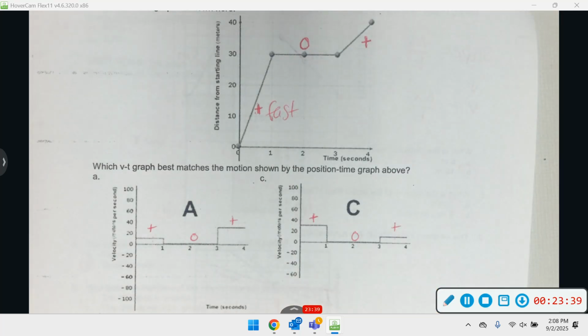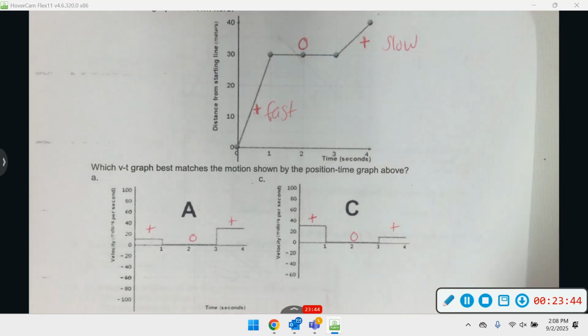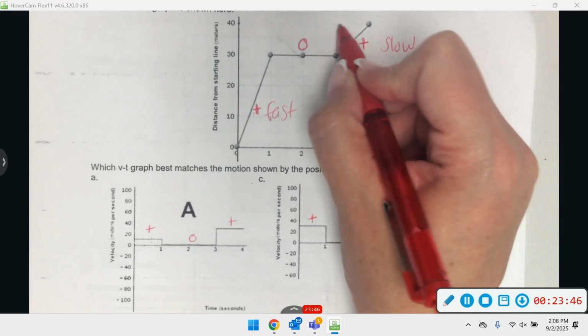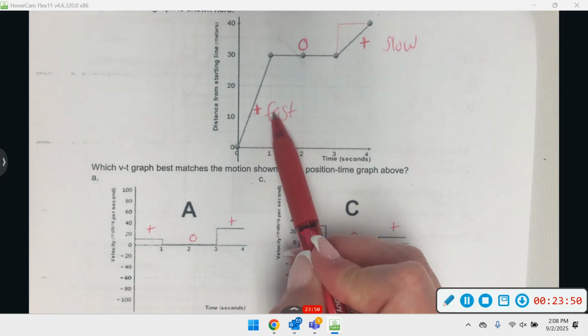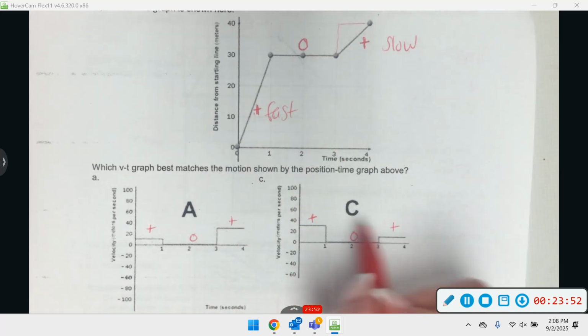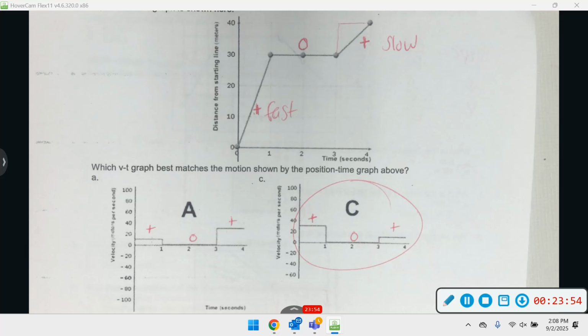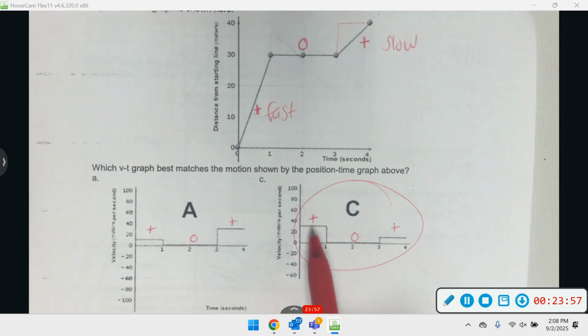Could I figure out what the slope is? Yes, it's 30. This one is slower. Its slope is only 10. Again, you can do that, rise over run. That's fine. Okay, but the one that shows faster forward, 0, and then slower forward is C. That is the answer to this question. And look, it's 30, 0, 10. It matches the slopes. Questions about number 10?